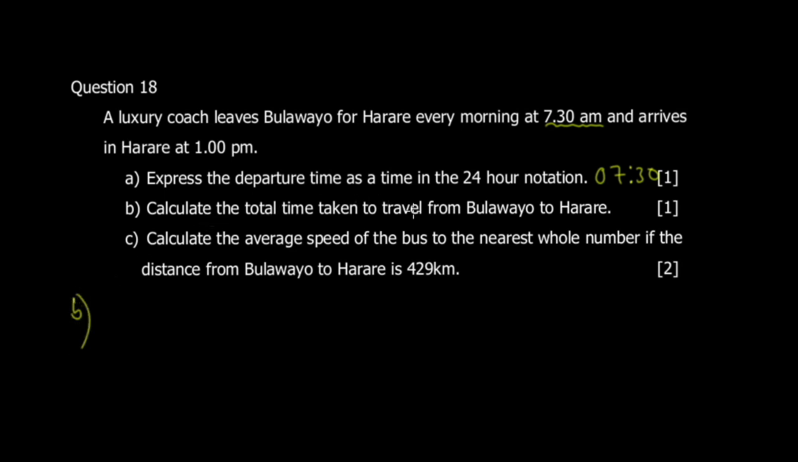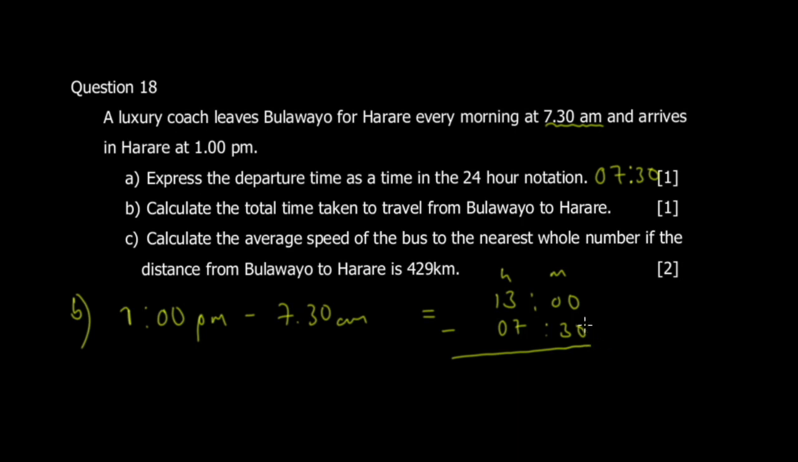So in the next step, we are told to calculate the total time taken to travel from Bulawayo to Harare. So we need to subtract: arrival time minus departure time. So arrival time, 1:00 p.m. minus 7:30 a.m. Okay, which is equal to, this one would be 1300. Write it in 24-hour notation. If you want, you can put hours here and minutes. So here 1300, and then this one would be, we calculated to be 07:30. Okay, so we need to subtract those.